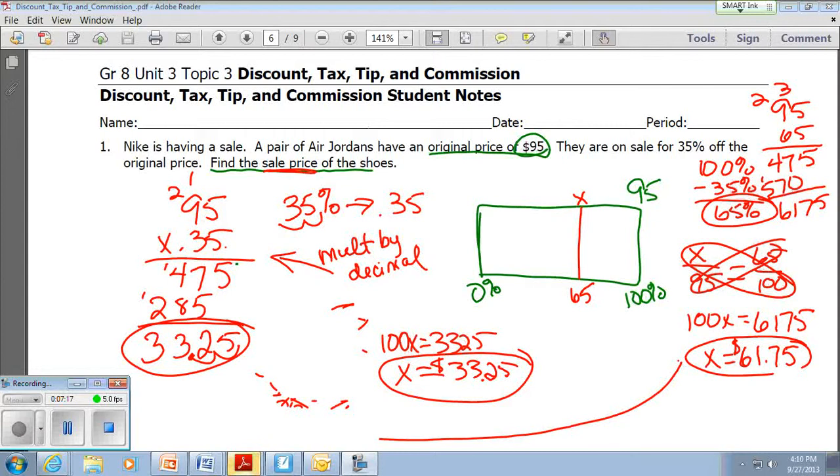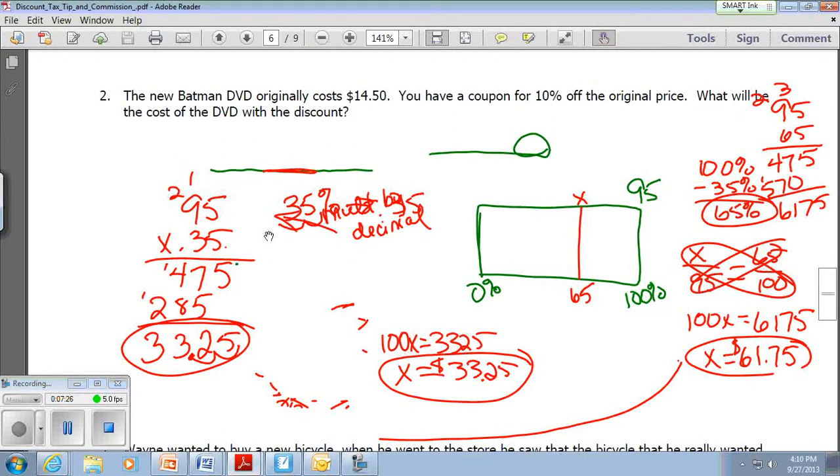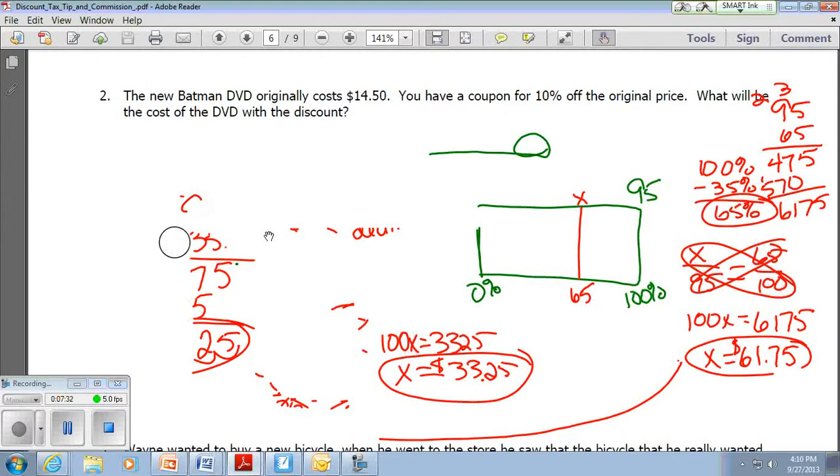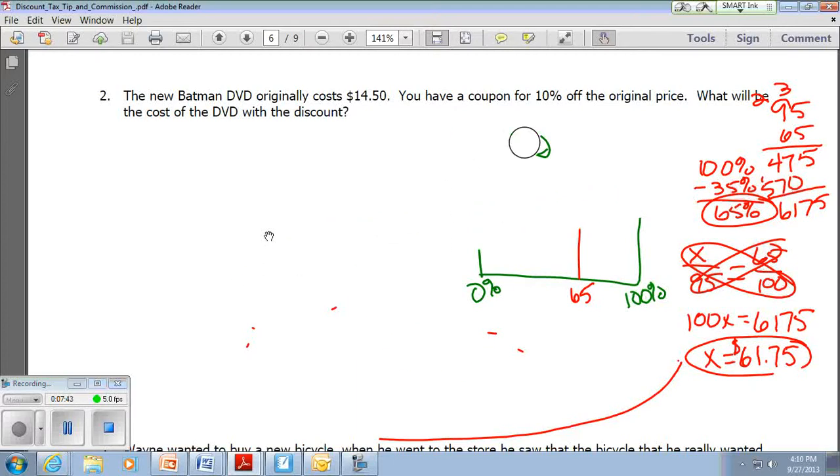All right, let's try one more problem. And remember, go ahead and set up your percent bar. We're going to use percent bars again. So you go ahead and do that while I'm erasing. All right, the new Batman DVD originally cost $14.50. You have a coupon for 10% off the original price. What will be the cost of the DVD with discount?